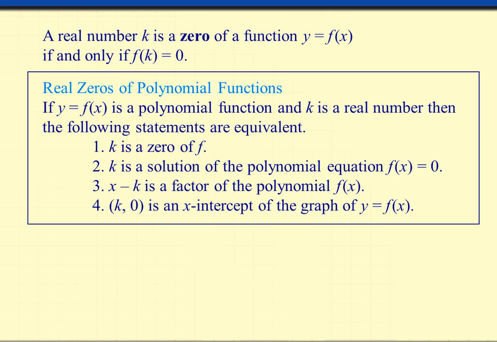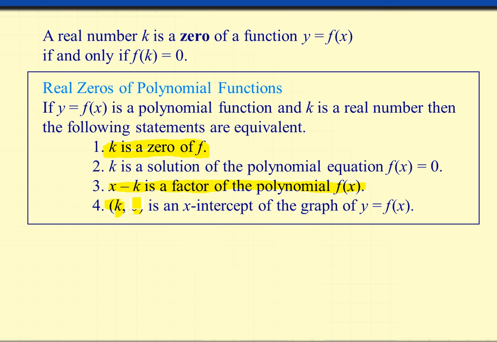Really, here are the important pieces. If we've got a polynomial function and an x value, a number K, that's a 0 of f, here's what I want you to know. Here's the most important part of this. Then that means x minus that number is actually a factor of the polynomial. And it also means, remember, this is the x value, and when we put that x value into the function, we get a y value of 0. And so that actually represents an x-intercept.